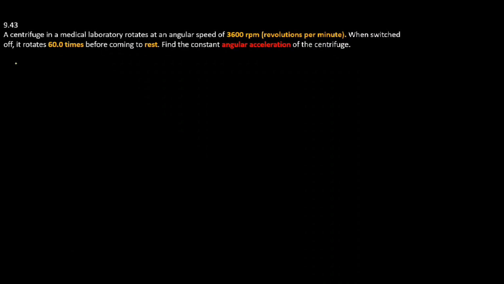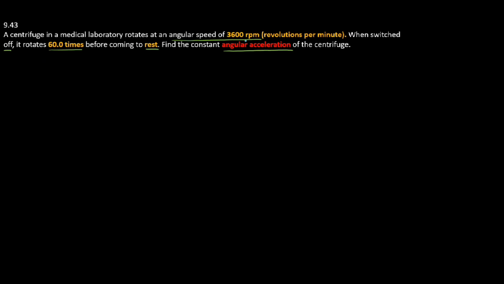Let's discuss question 9.43. A centrifuge in a medical laboratory rotates at an angular speed of 3600 revolution per minute. When switched off, it rotates 60 times before coming to rest. Find the constant angular acceleration of the centrifuge. So the question here has given me the angular speed of 3600 revolution per minute.